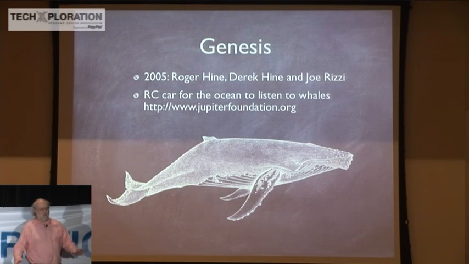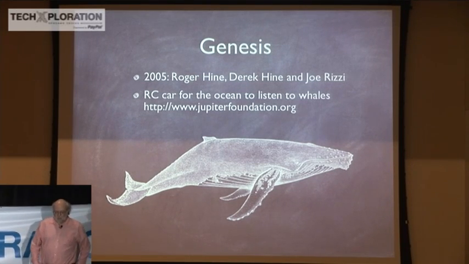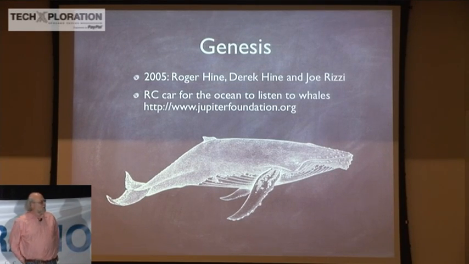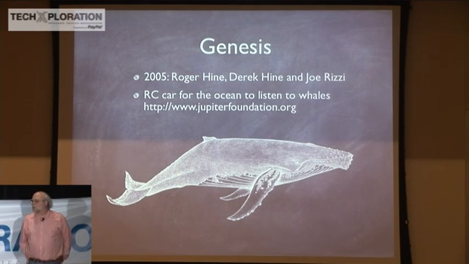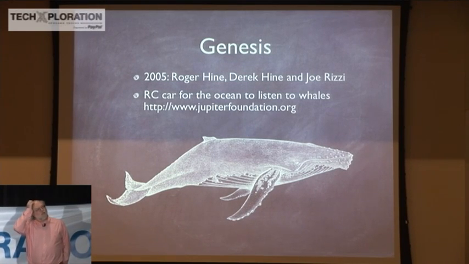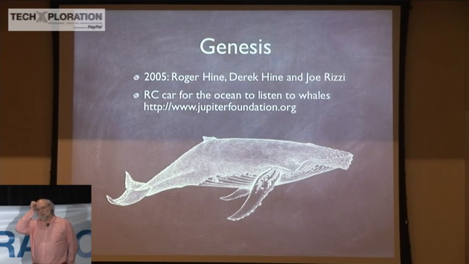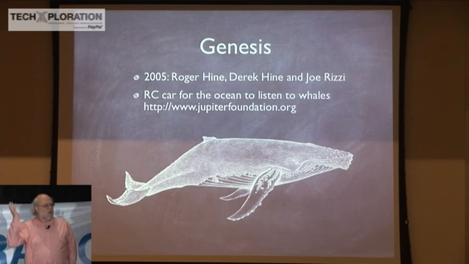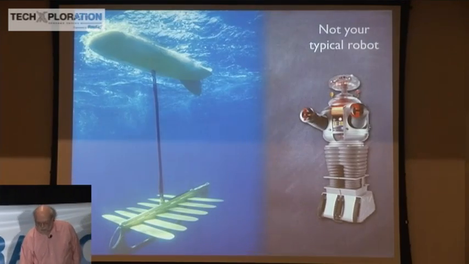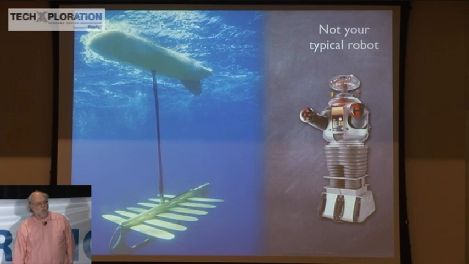He discovered why a lot of different things didn't work, and at some point he decided that what he wanted was kind of an RC car for the ocean. Then with a friend of his, Derek Hine, and Derek's son, Roger, they cooked up this kind of weird robot. After getting the basics of it to work in 2007, they decided to try to turn it into a company. And so that's where I am now. So it's not your average robot.